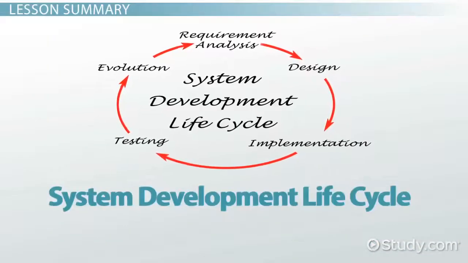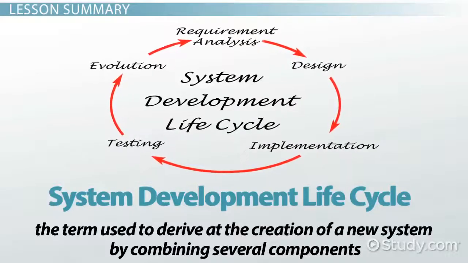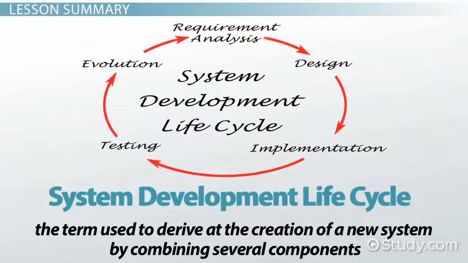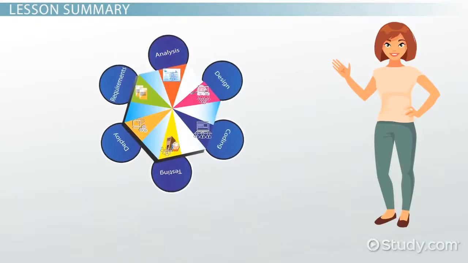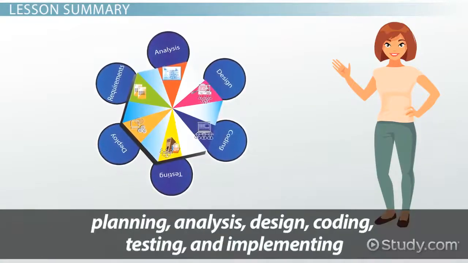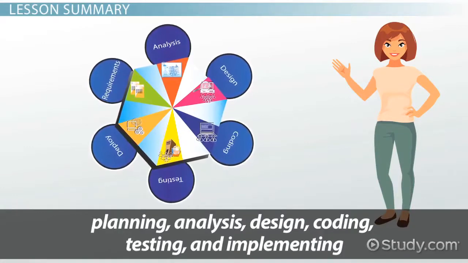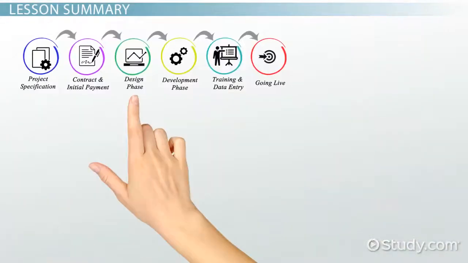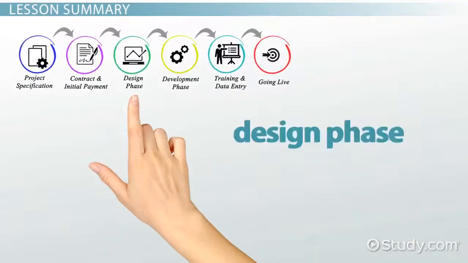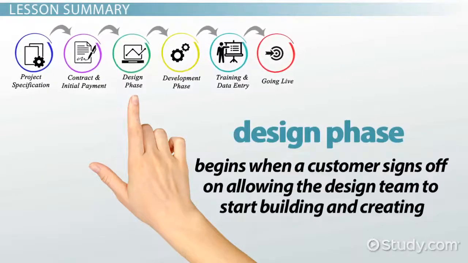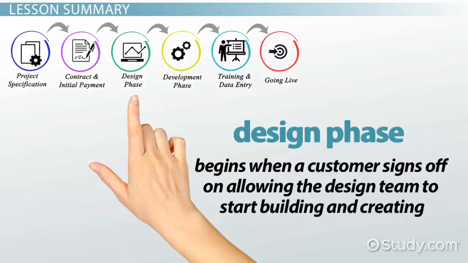System Development Lifecycle is the term used to describe the creation of a new system by combining several components. The SDLC has 6 phases: planning, analyzing, designing, coding, testing, and implementing. The 3rd phase is known as the design phase, and it begins when a customer signs off on allowing the design team to start building and creating.